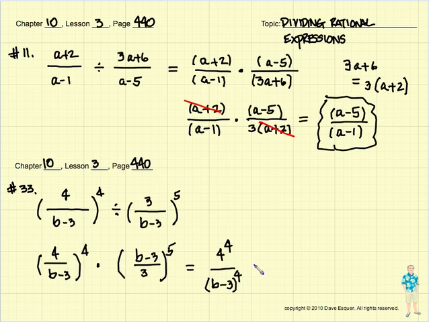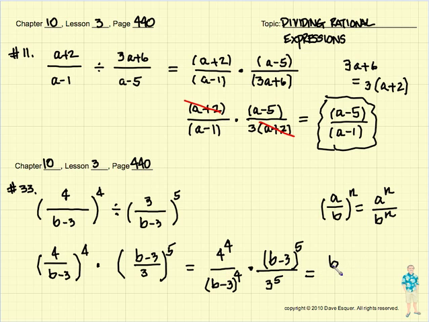Remember our rule from exponents, times b minus 3 to the fifth divided by 3 to the fifth. And if you forgot that rule, let's write it out here. We've got a over b to the nth is the same thing as a to the nth divided by b to the nth. So that lets us simplify this then as b minus 3, because we've got a 5 and we've got a 4, so we subtract them, so that's just b minus 3 to the first power, times 4 to the fourth, and all that divided by 3 to the fifth.